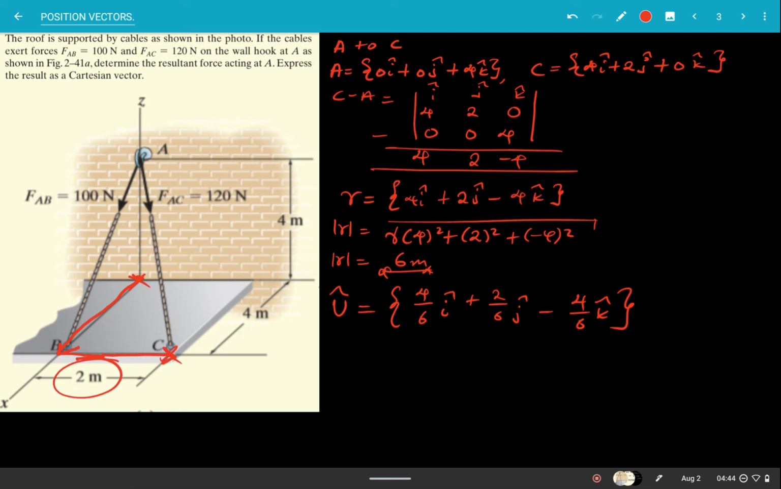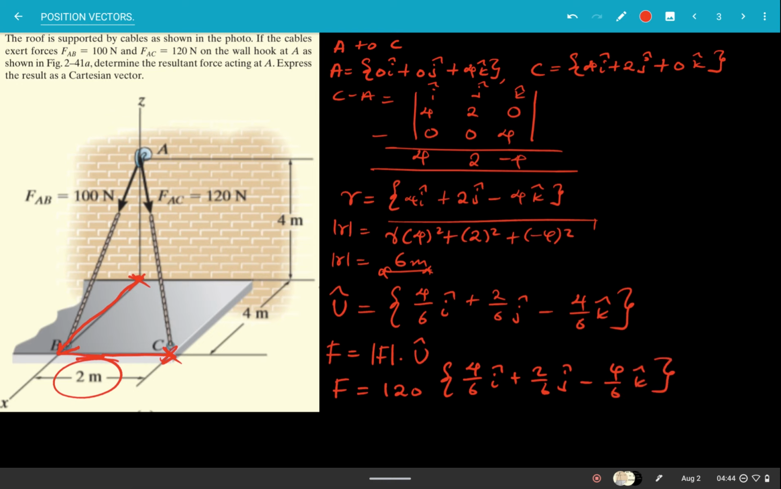Our main goal is not really to find the unit vector. If at all it was just to find the unit vector, I would have reduced this value at this moment. But since my interest is expressing the 120 Newton into a Cartesian vector format, then my main interest is resolving and creating that Cartesian vector format. So my force will be equivalent to its magnitude times the unit vector. So force is equal to the magnitude, which is 120, times the unit vector, so plus 2 over 6 in the J minus 4 over 6 in the K.